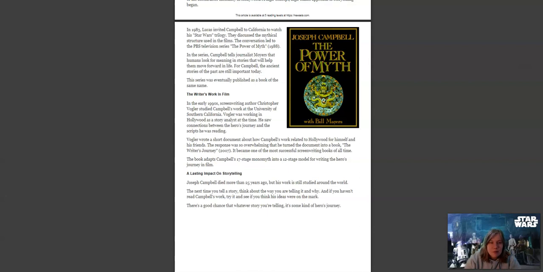The writer's work in film. In the early 1990s, screenwriting author Christopher Vogler studied Campbell's work at the University of Southern California. Vogler was working in Hollywood as a story analyst at the time. He saw connections between the hero's journey and the scripts he was reading. Vogler wrote a short document about how Campbell's work related to Hollywood for himself and his friends. The response was so overwhelming that he turned the document into a book, The Writer's Journey, in 2007. It became one of the most successful screenwriting books of all time. The book adapts Campbell's 17-stage monomythic into a 12-stage model for writing the hero's journey in film.